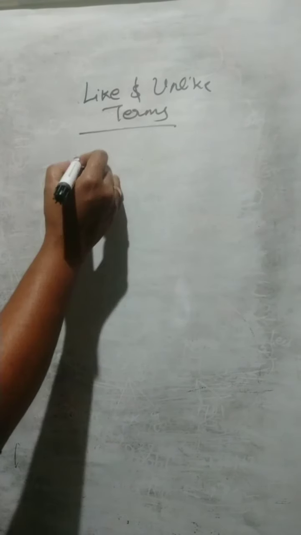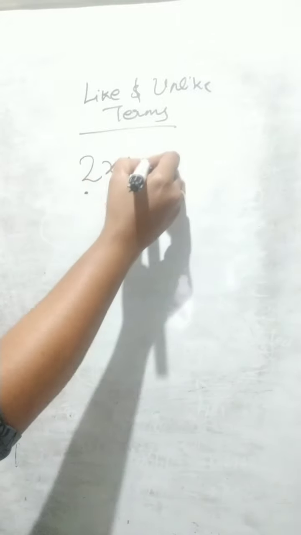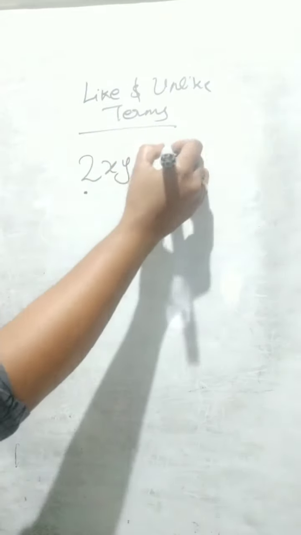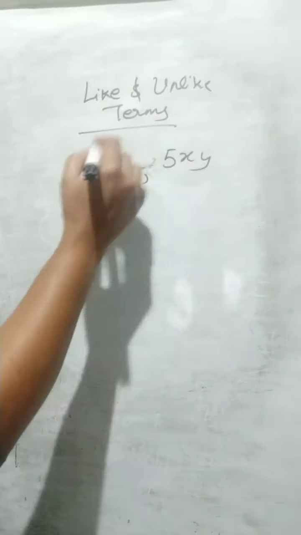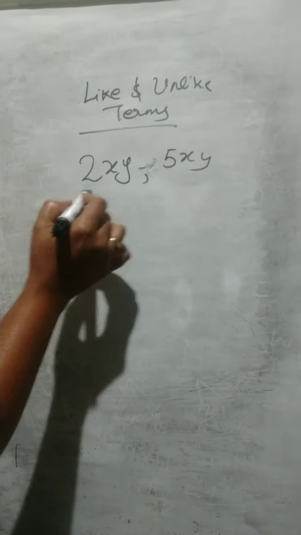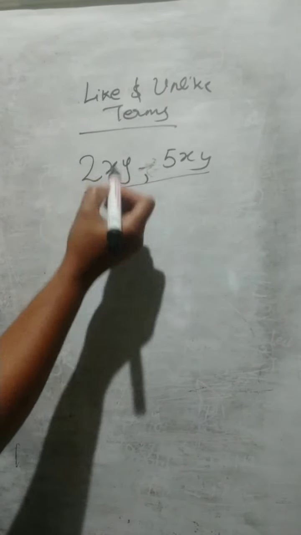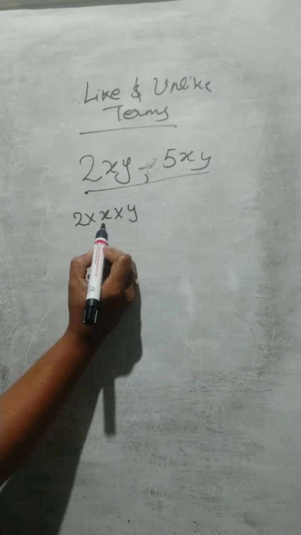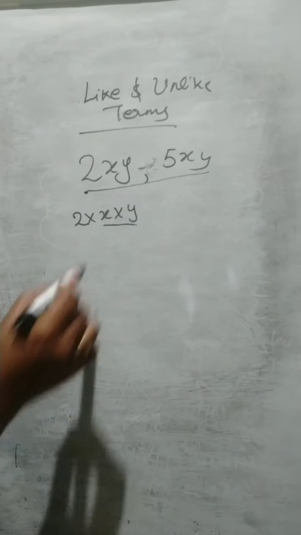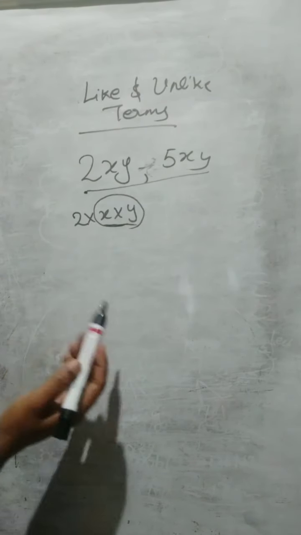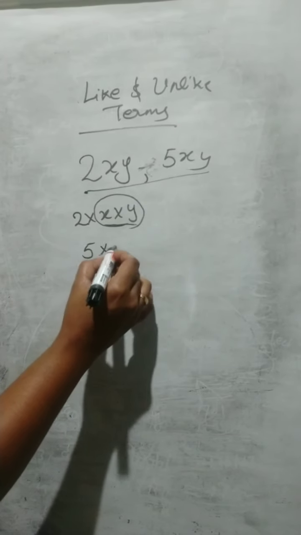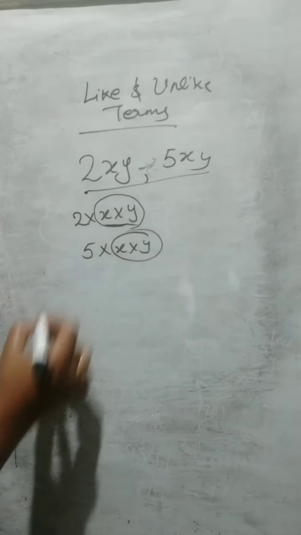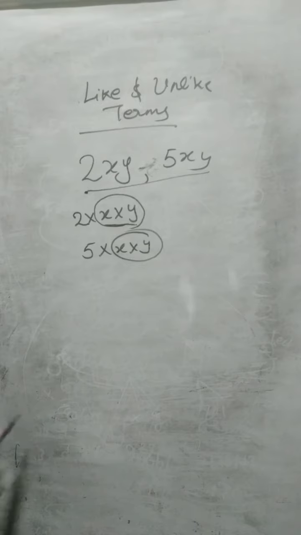Like terms and unlike terms. Here, in the case of 2xy and 5xy, these are known as like terms. That is 2xy, that is 2 times x times y. Here the factors of the variable are x and y. Then in the case of 5 times x times y, the variable part is the same, that is x times y itself.